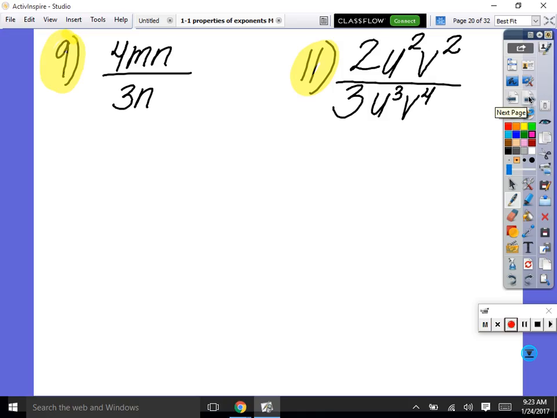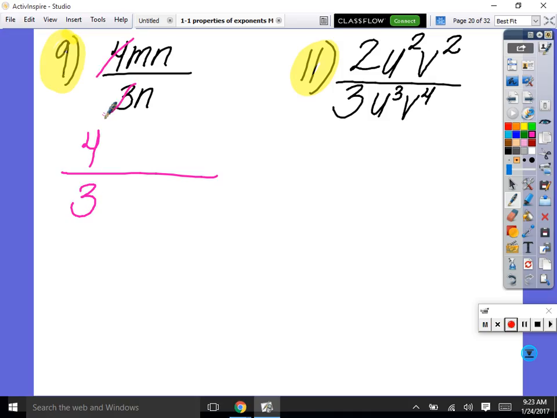Okay, let's do number 9 together. When you divide the same base, you subtract your exponents. But numbers, you just simplify the numbers. Do not say 4 minus 3. This is division. 4 and 3 are not, this is not properties of exponents. Do 4 and 3 have anything in common that we can divide out? No. So draw your line, put a 4 on top and a 3 on bottom, because nothing's simplified.